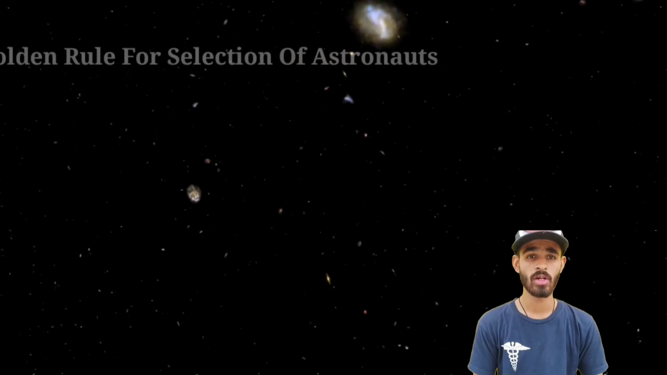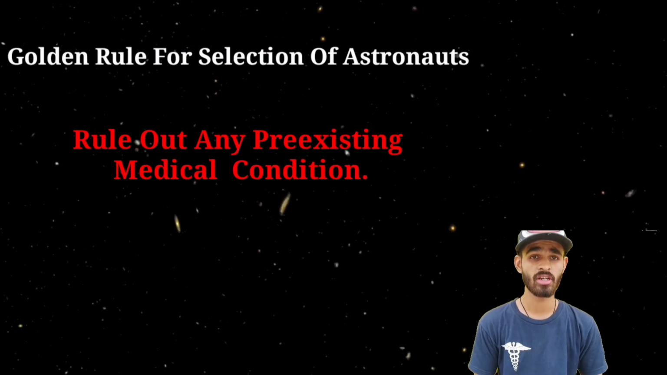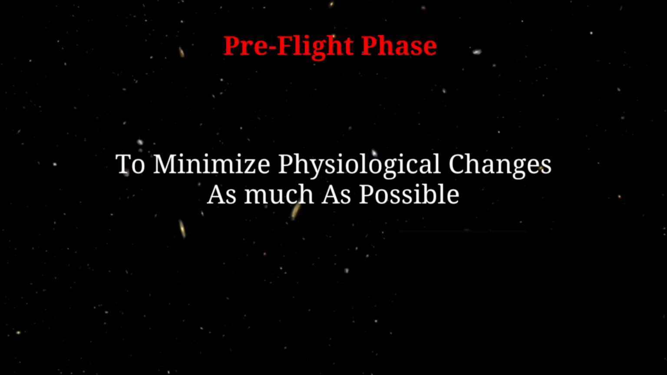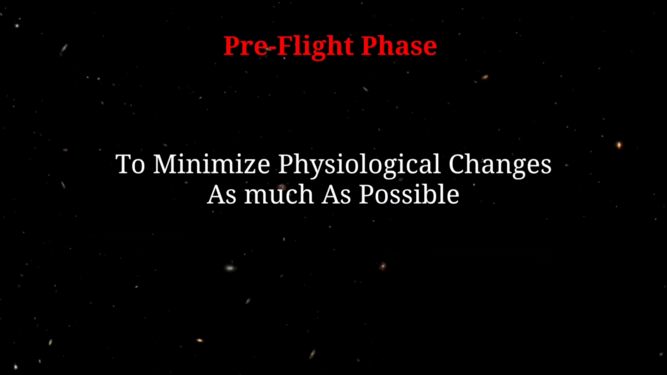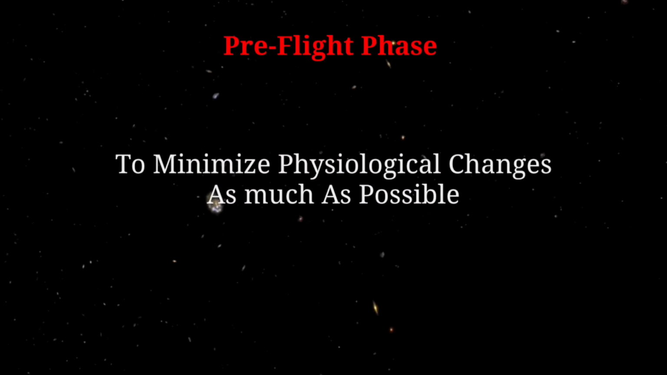The first golden rule before selecting an astronaut is to rule out pre-existing conditions in the human body, because it may be normal on Earth, but it may cause a critical situation in space. In the pre-flight phase, we train astronauts for the physiological changes that are going to happen in space. We try our best to minimize physiological changes as much as possible.